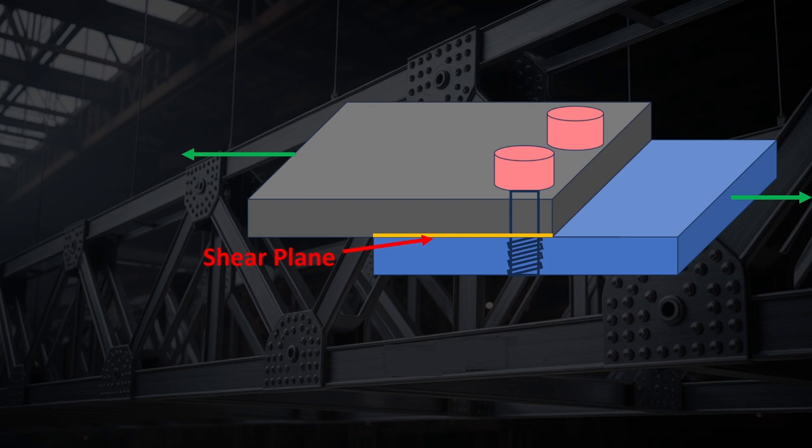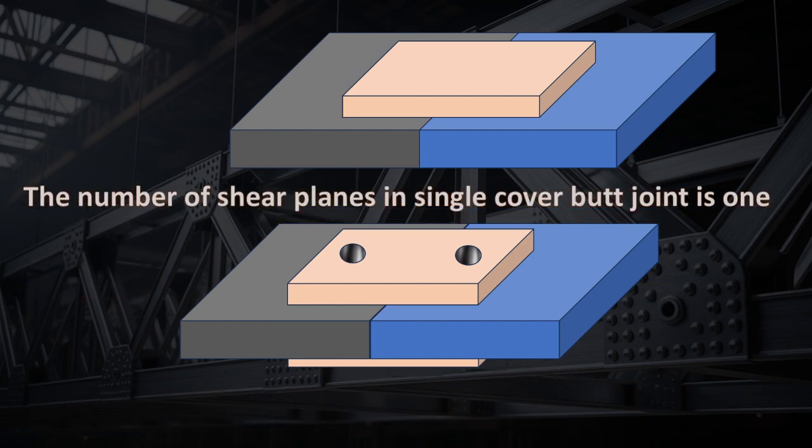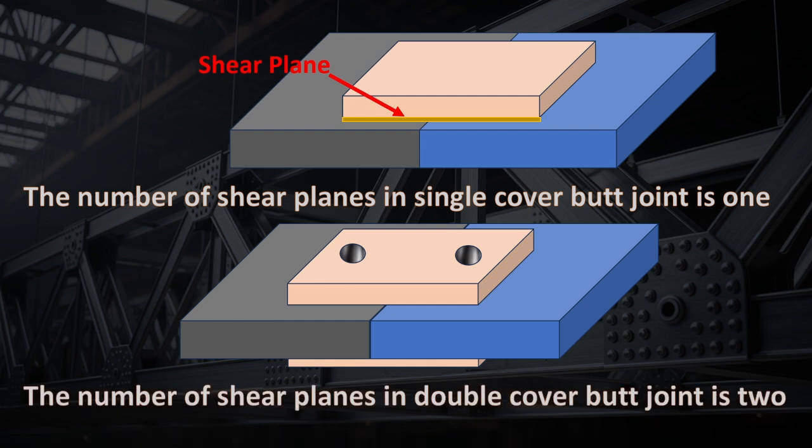This is the shear plane, and the shear plane passes through the cross-section within the bolt, causing shear failure. The number of shear planes in a single cover butt joint is 1. The number of shear planes in a double cover butt joint is 2.